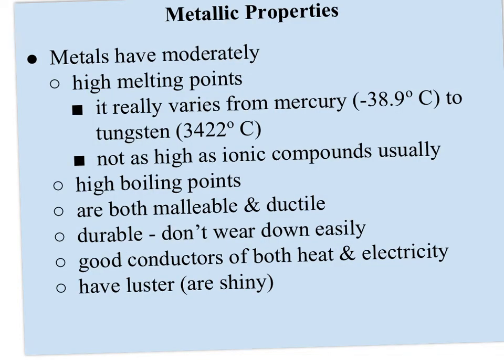So what are the metallic properties? They have high melting points, although it can really vary. Mercury is actually minus 38.9, so mercury is actually a liquid at room temperature, but it's the only metal that's true for. Tungsten has a really high melting point at 3,422 degrees Celsius. So metals generally have a very high melting point. You'd have to have a lot of heat to melt something metallic, but it's not as high as ionic compounds.